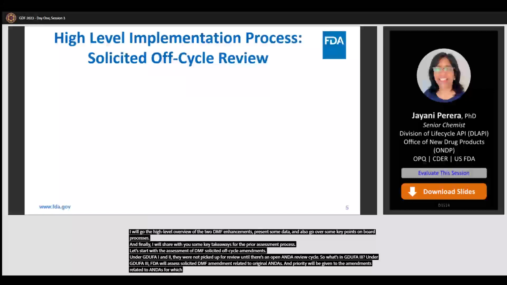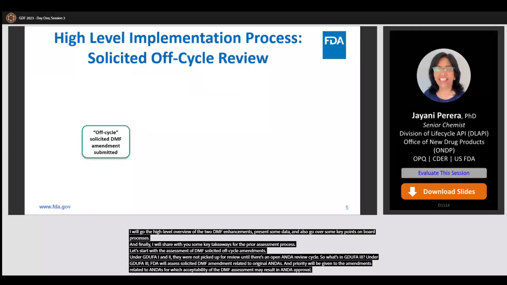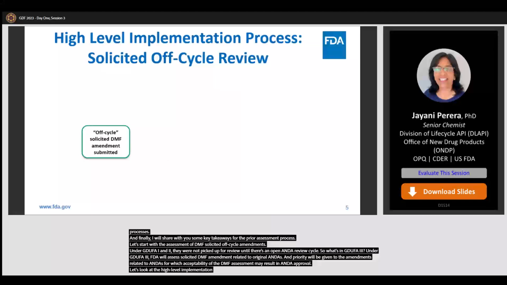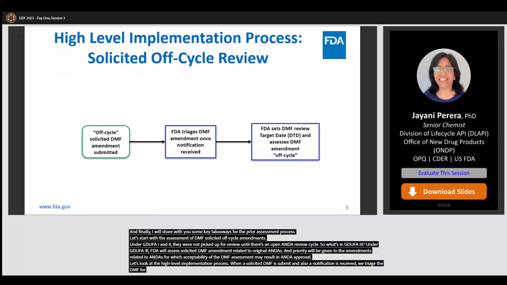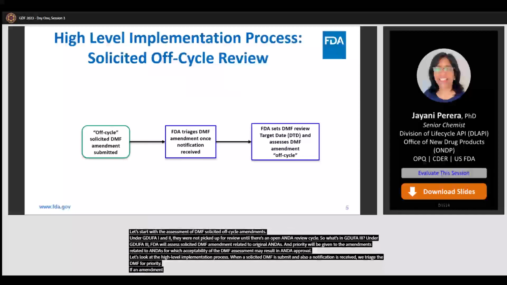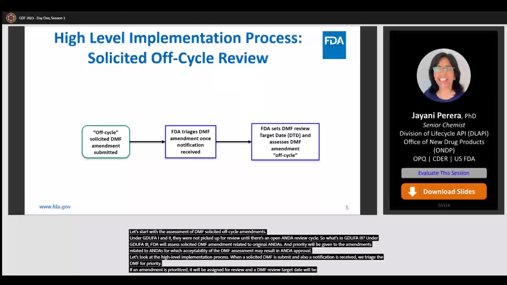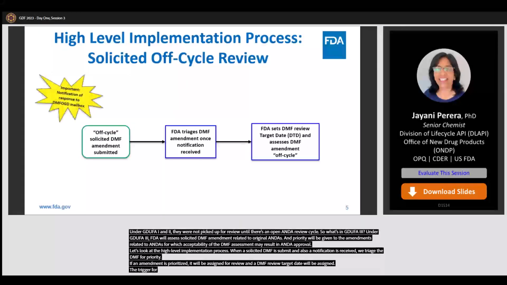Let's now take a look at the high-level implementation process. When a solicited amendment is submitted and a notification is received, we triage the amendment for priority. If an amendment is prioritized, it will be assigned for review and a DMF review target date will be assigned. The trigger for the FDA to start the triage process is the response notification email to the DMF OGD mailbox.